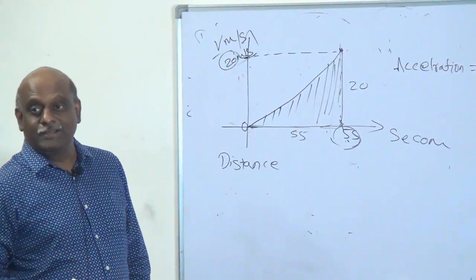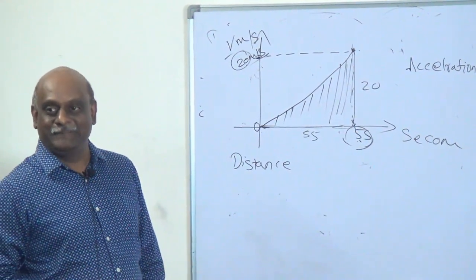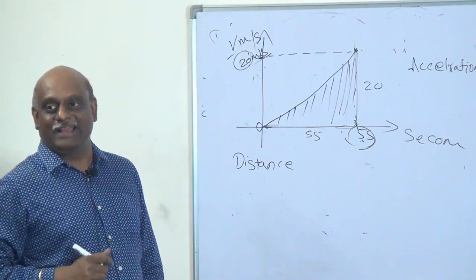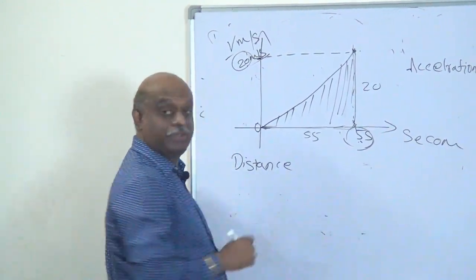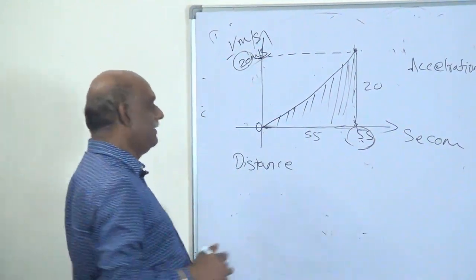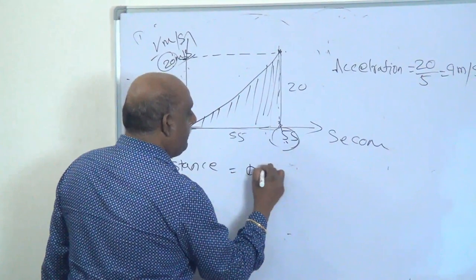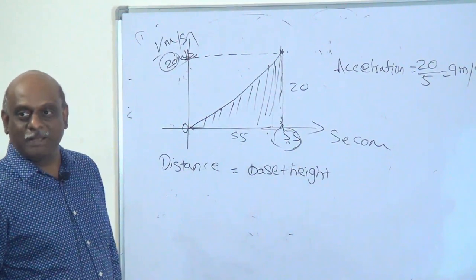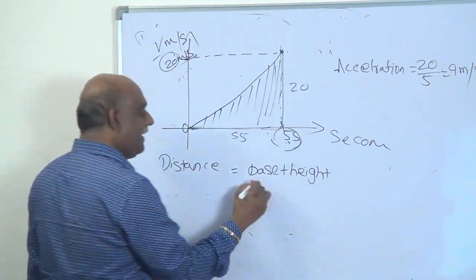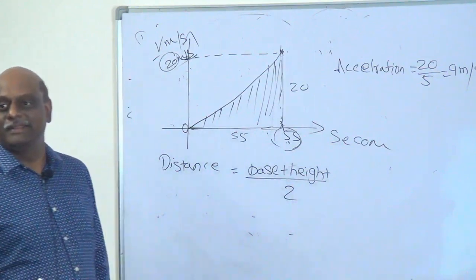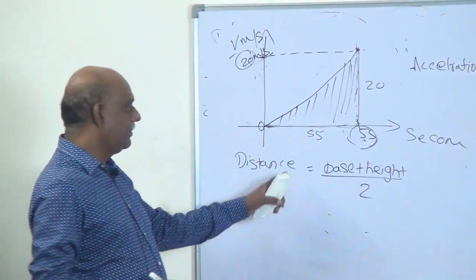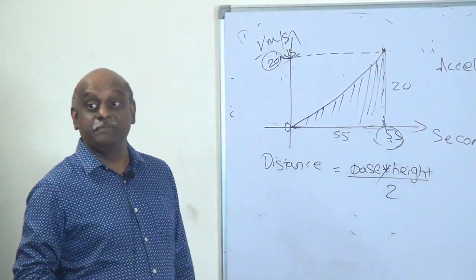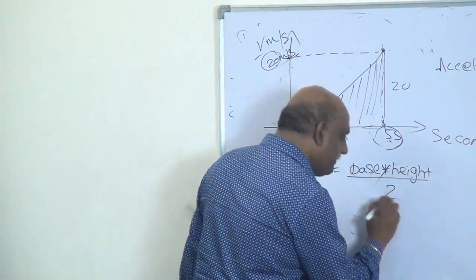Padapad bolo, hum 8th class mein kya padhe the, right? So what did we study in 8th class? We have studied that the area of a triangle is equal to base plus height, base plus height divided by 2. Or is it base into height? It is base into height divided by 2.